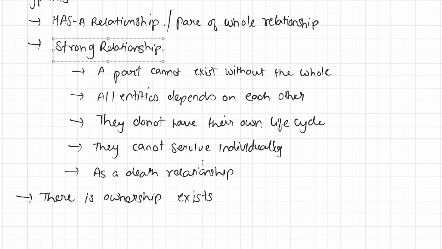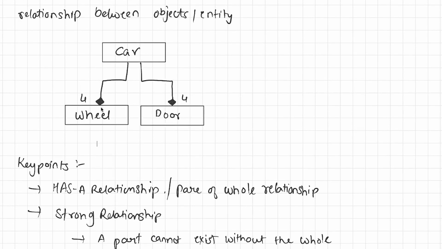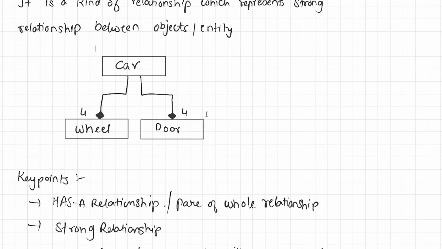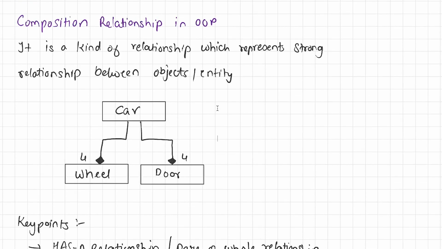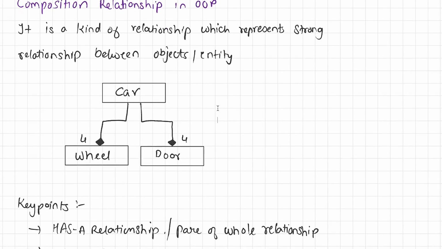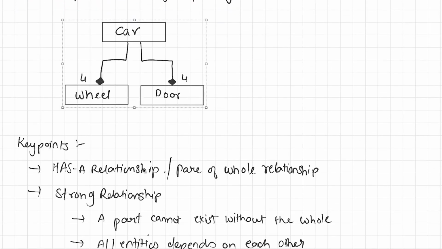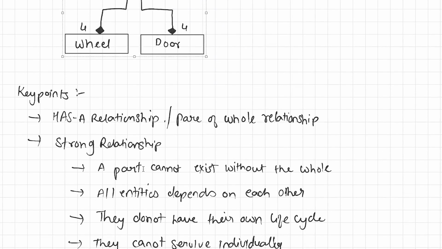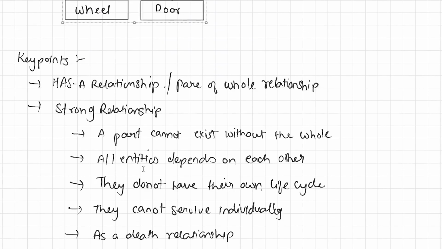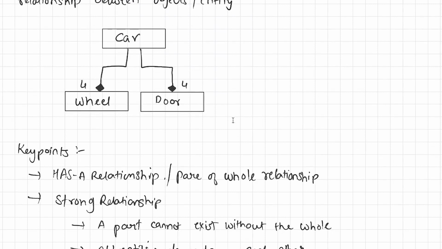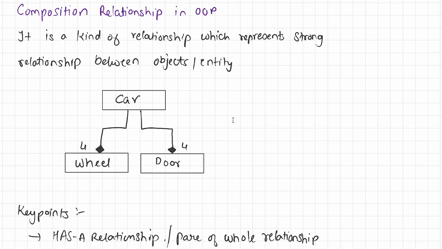Makes sense? Now the last thing is that there is ownership in this relationship. We can say that the owner of wheel and door is the car, or we can say that car is a parent of wheel and door, right? So guys, this is all about composition relationship. I have shown you what composition relationship is, how to model composition relationship using UML, and what the key characteristics of composition relationship are. Now let me take you to my IDE to show you a hands-on practical demo of how we can model composition relationship in object-oriented programming using objects.